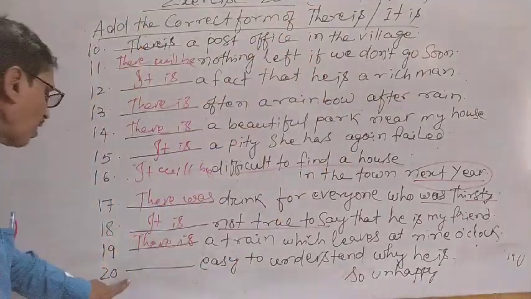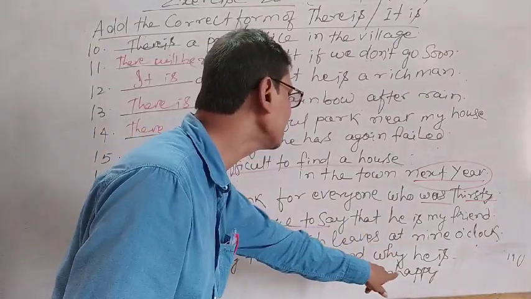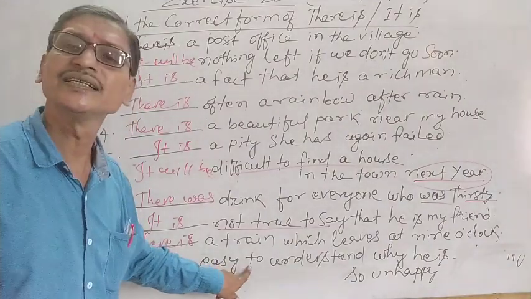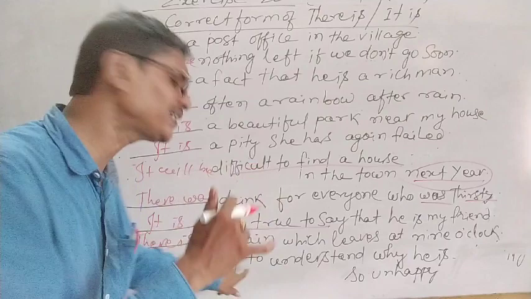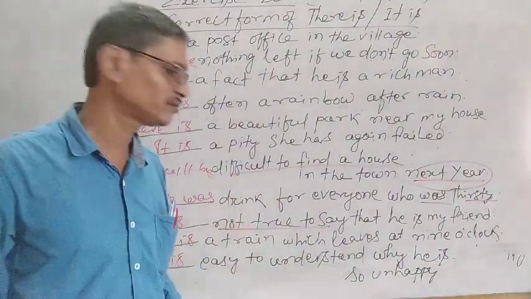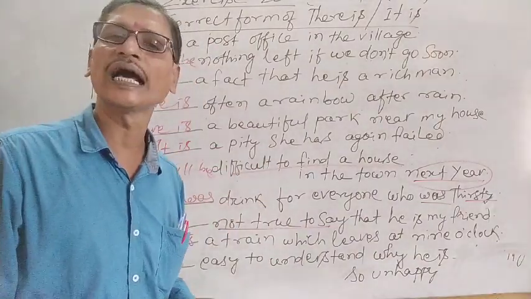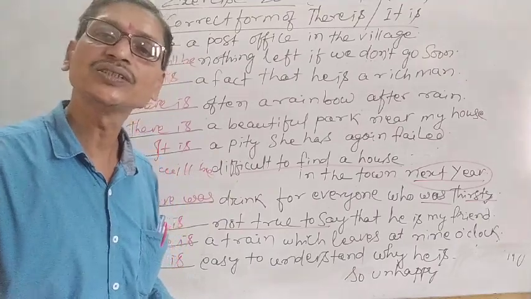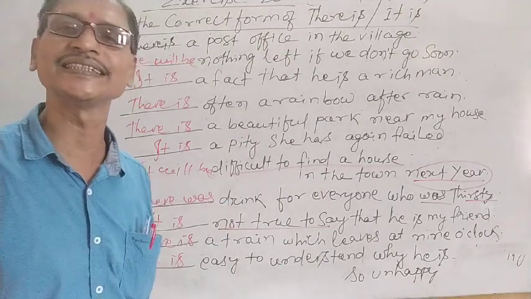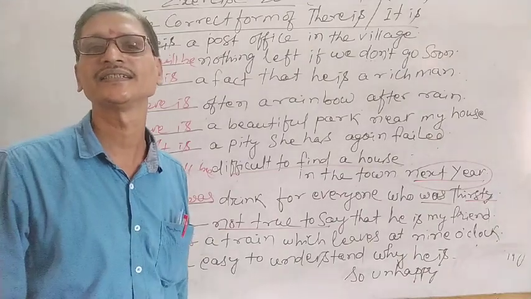Clear? So similarly, number 20, it's easy to understand why he is unhappy. It is easy. We are expressing a clause or a phrase. It is easy. It is easy to understand why he is so unhappy. Understand? So we discussed this exercise 20 today, besides discussing the differences between 'there is' and 'it is'.